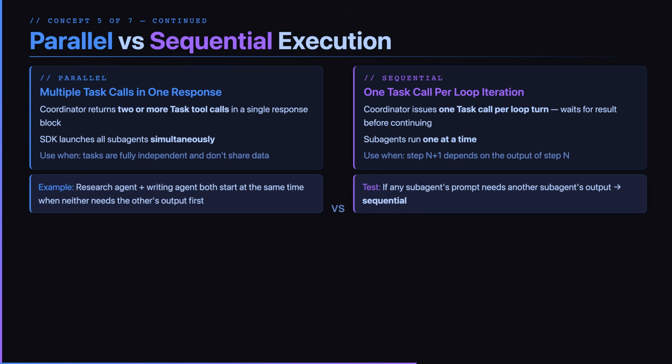Sequential means 1 task call per loop iteration. The coordinator waits for each result before issuing the next. Use this when any step needs the previous step's output. The test is simple. If any subagent's prompt needs another subagent's output, it must be sequential.